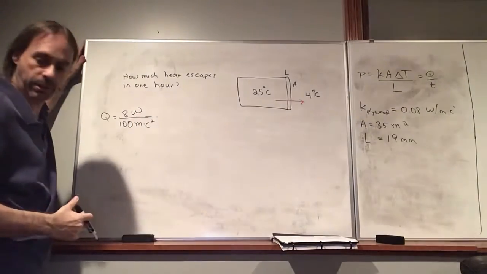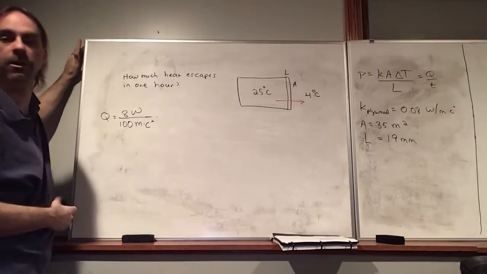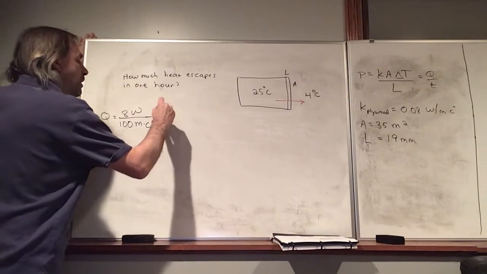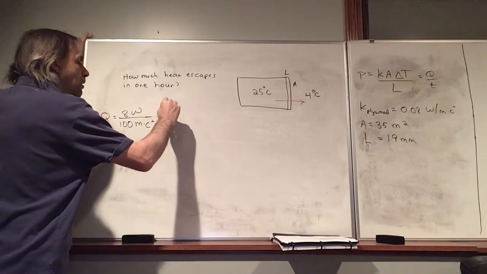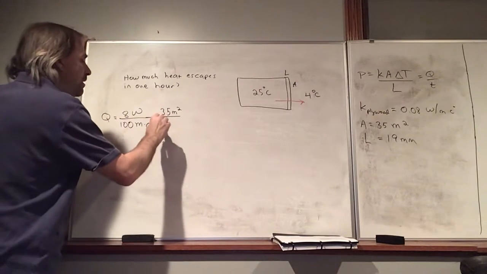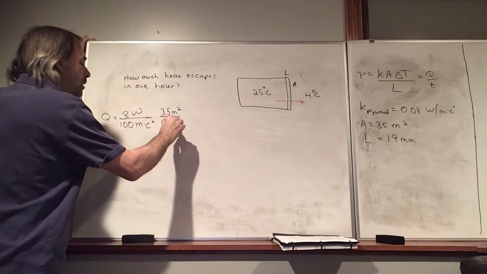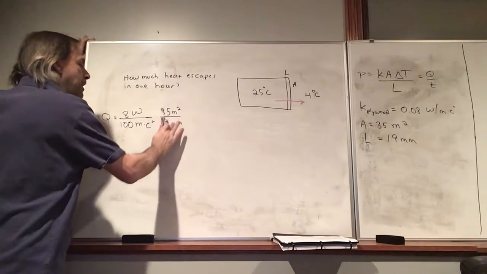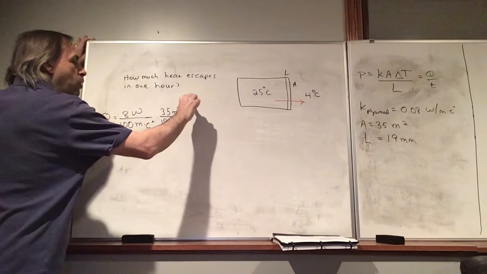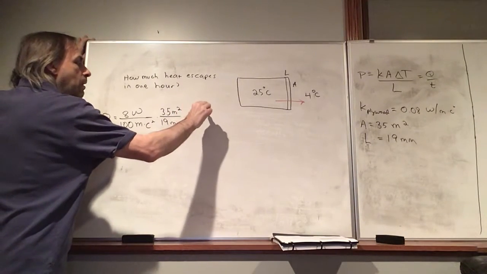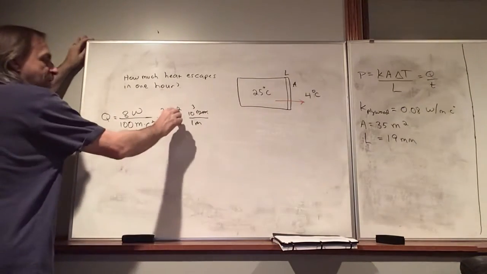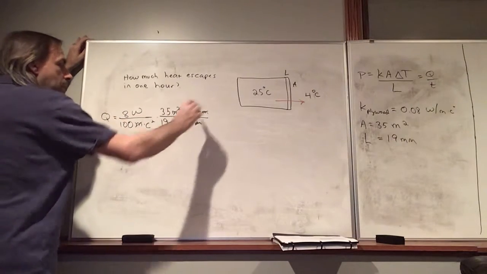0.08, I don't like decimals if I can avoid them. So yeah, I'm going to write that as 8 over 100. That's 0.08. Now the area is 35 meters squared. And we're dividing by 19 millimeters. And I'm going to get rid of these millimeters. So there's 1,000 millimeters in 1 meter. So those will cancel out. So we have meters squared and a meter, they cancel out.